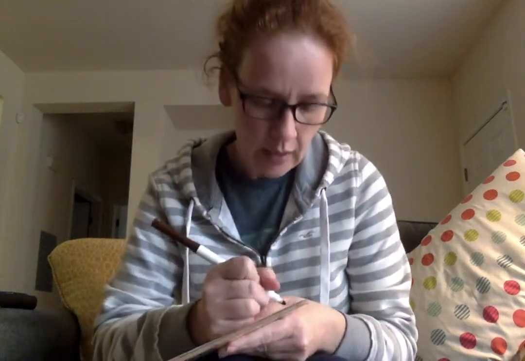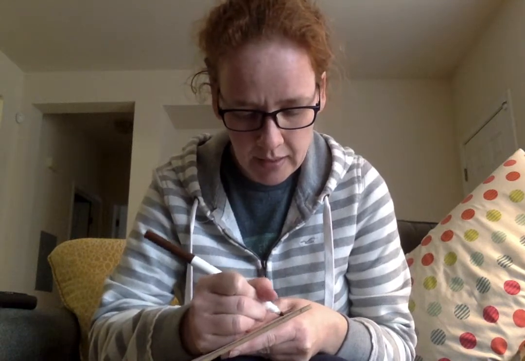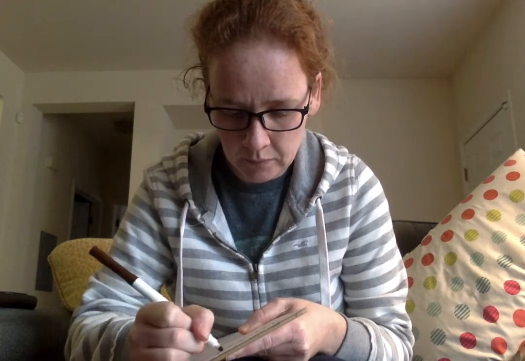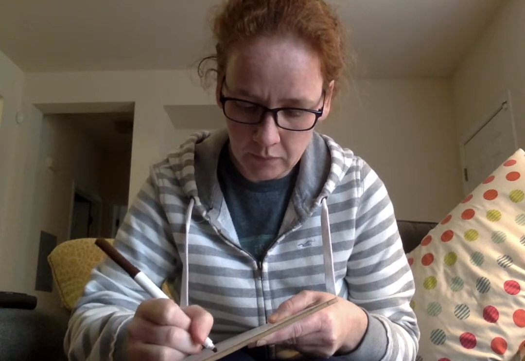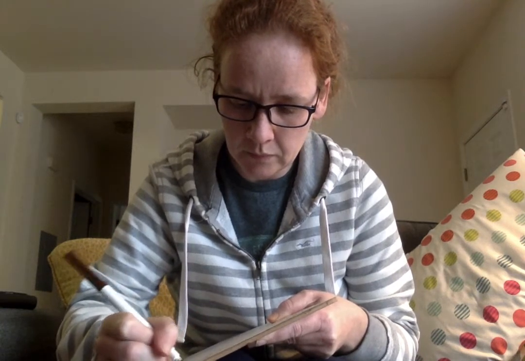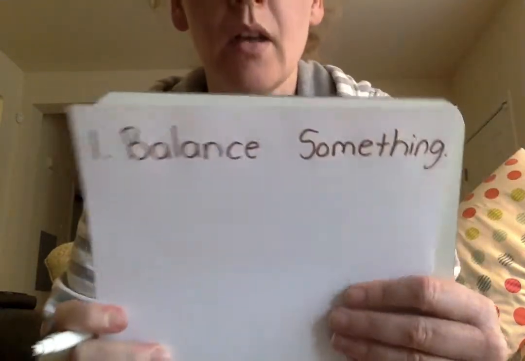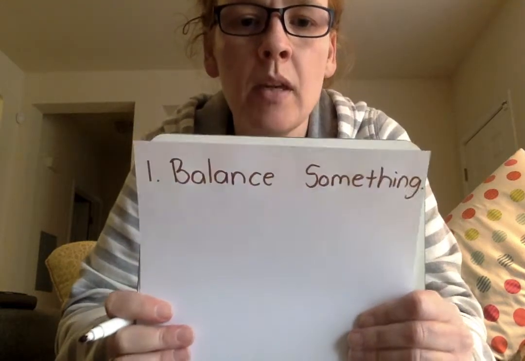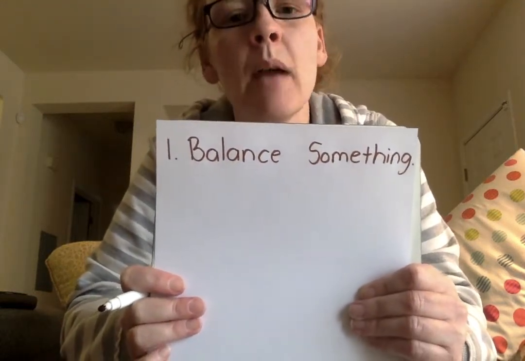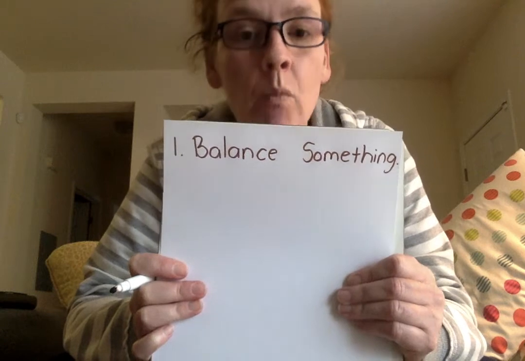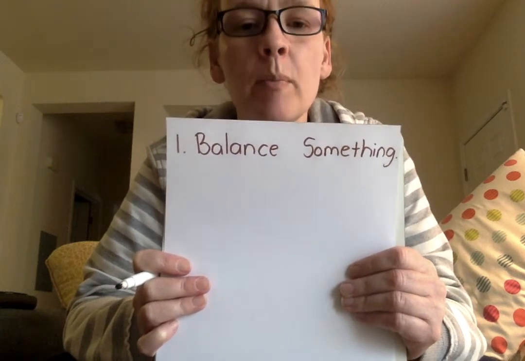So let's get started. Here is my list. The first thing you have to include is you have to balance something. So write that down. Balance something. So this can be balancing on a balance beam, balancing an egg on a spoon, balancing something on your head while you're walking somewhere. So include balance somehow into your obstacle course.